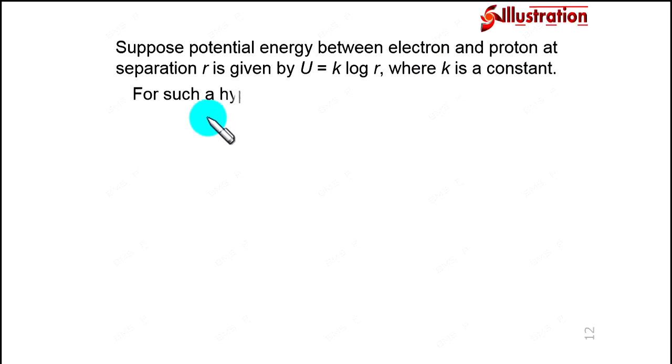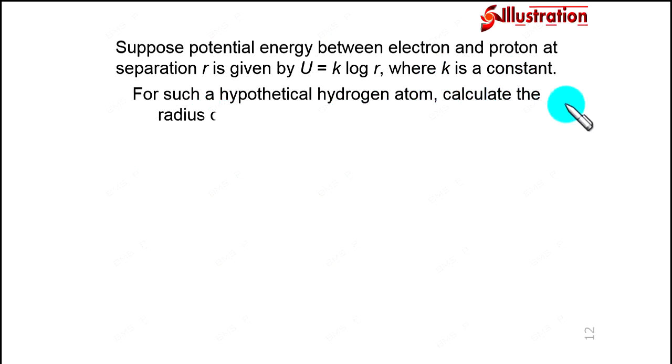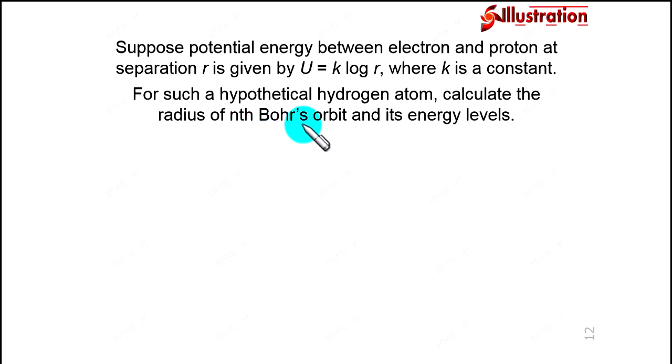In this illustration, it is given that the potential energy of an electron and proton at separation small r is given by capital U equal to k log r, where k is a constant. For such a hypothetical hydrogen atom, calculate the radius of the nth Bohr's orbit and the energy level. Right? First of all, let us analyze the situation.